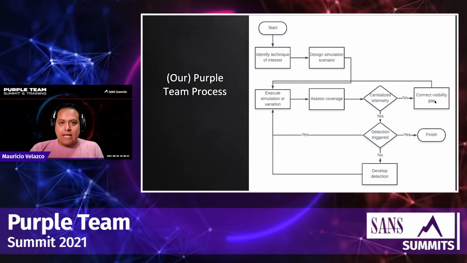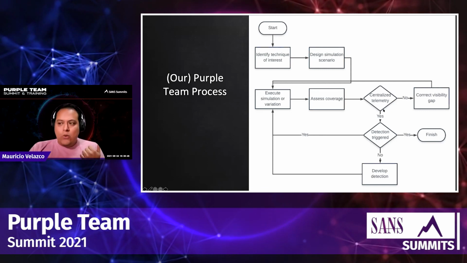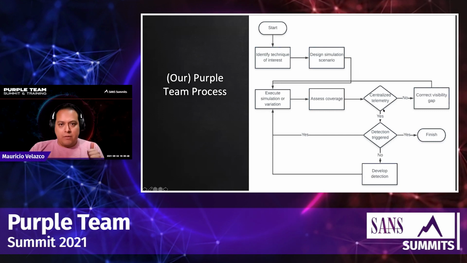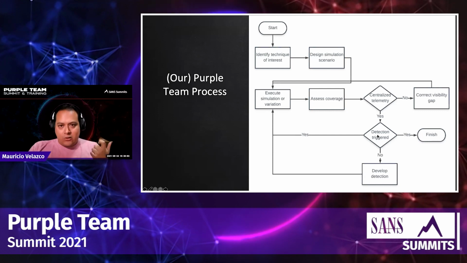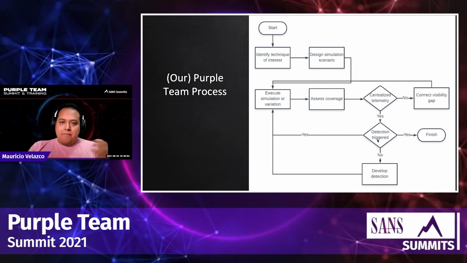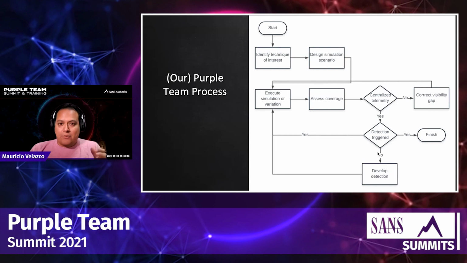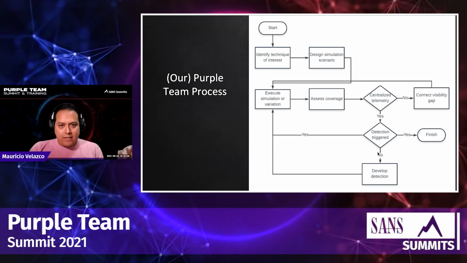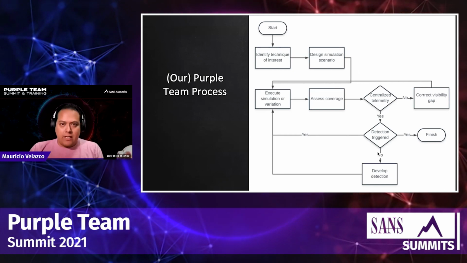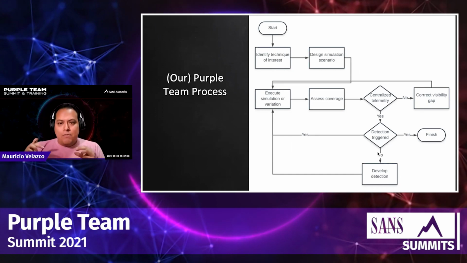But let's say we correct that visibility gap, we go back, execute the technique, and now we do have centralized telemetry. Great, we're making progress. Now the next question is, did we get a detection trigger? The first time you're executing this, you probably don't have a detection, but this is the great spot, because now you have a baseline of your regular endpoints, right? Your regular behavior. And now you have this telemetry, thanks to this purple team assessment of known bad, right?